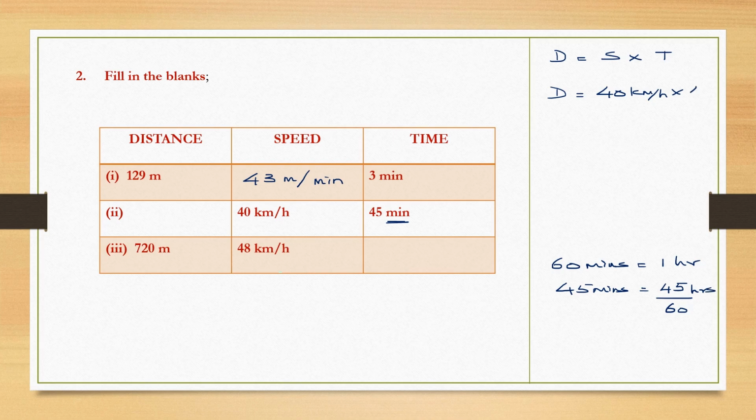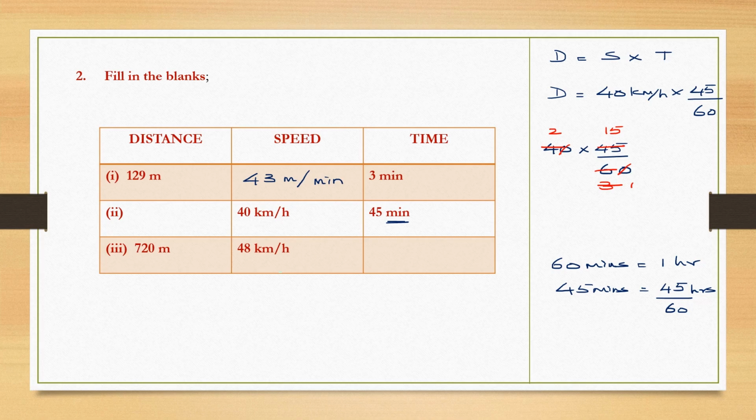Let's write it here, 45 by 60. Let's do this calculation: 40 into 45 by 60. Okay, now we can cancel the zeros here. I can cancel 4 and 6 both by 2. 2 2s are 4, 2 3s are 6. Now I can cancel 45 and 3. 3 1s are 3. 3 15s are 45. Now there's nothing else to be cancelled.